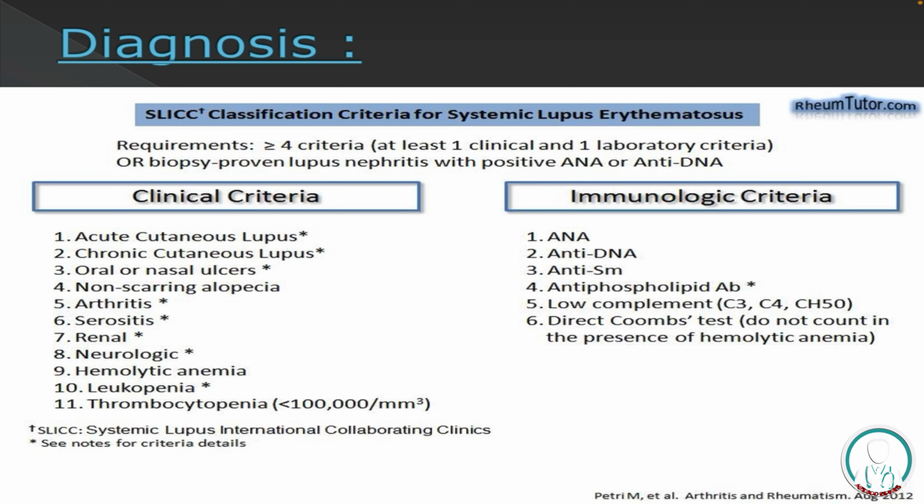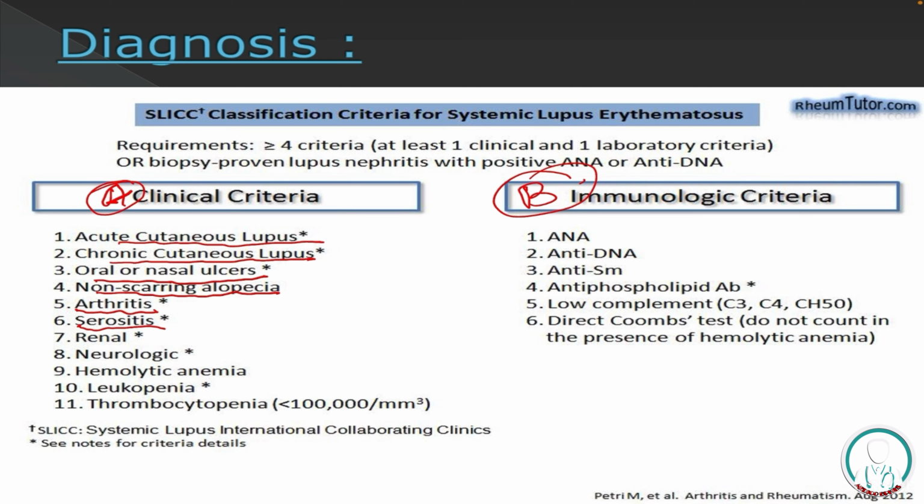For diagnosis of systemic lupus erythematosus, the Systemic Lupus International Collaborating Clinics has given the diagnostic criteria. It can be divided into two groups. One is the clinical criteria and second is the immunological criteria. The clinical criteria includes acute cutaneous lupus, chronic cutaneous lupus, oral or nasal ulcers, non-scarring alopecia, arthritis, which is most likely rheumatoid-like arthritis, serositis.